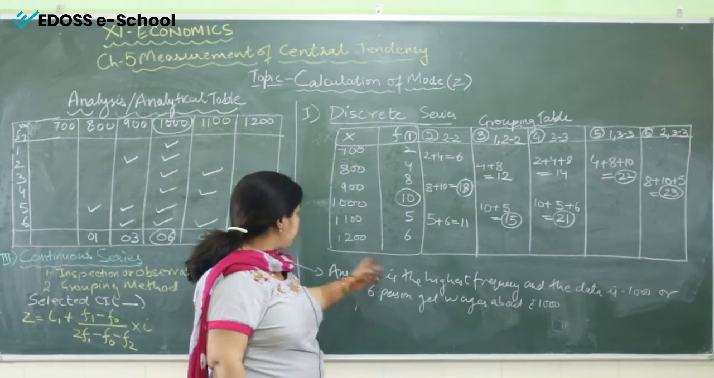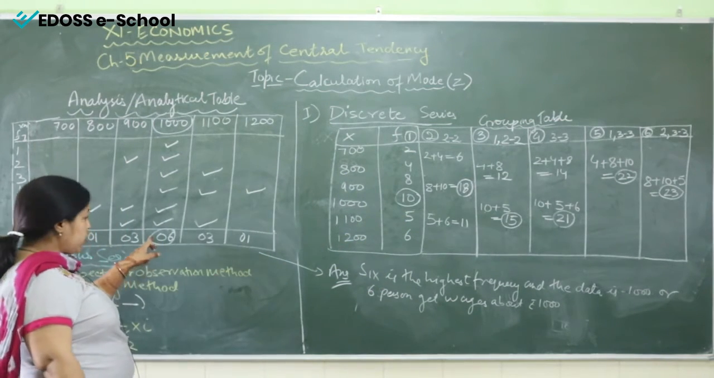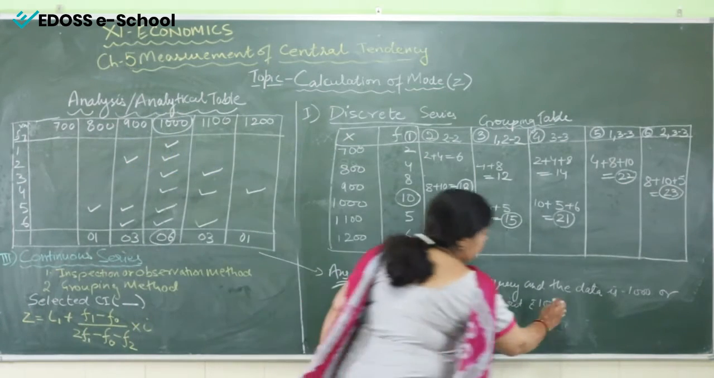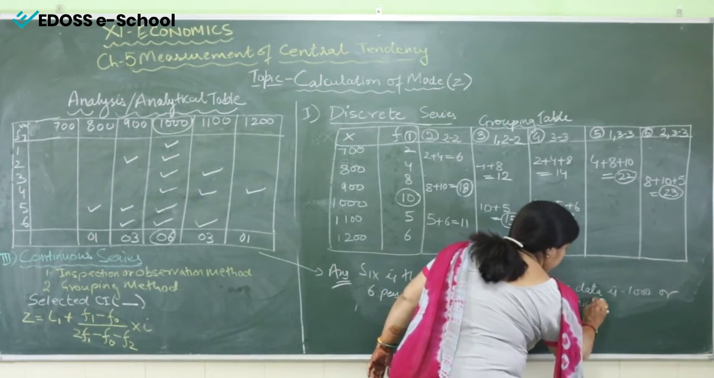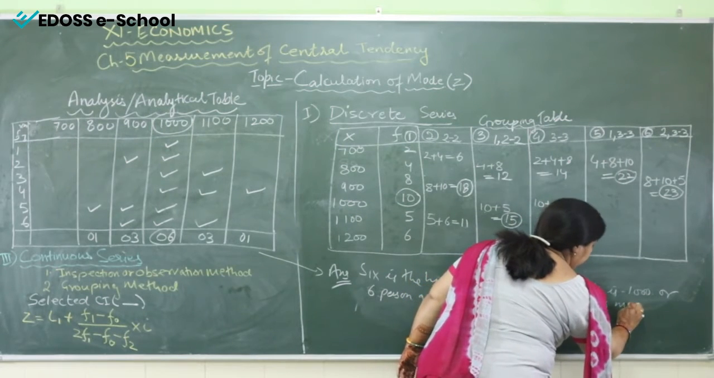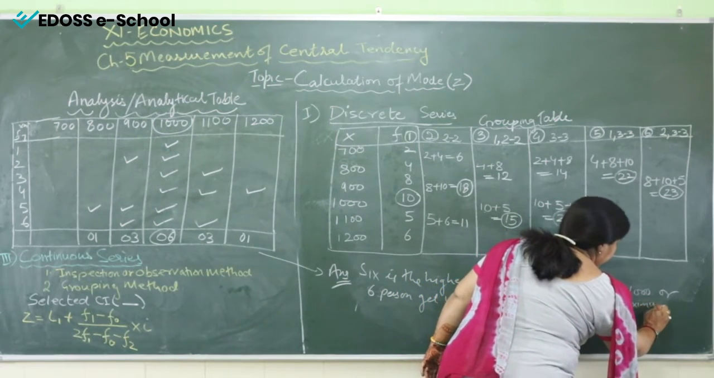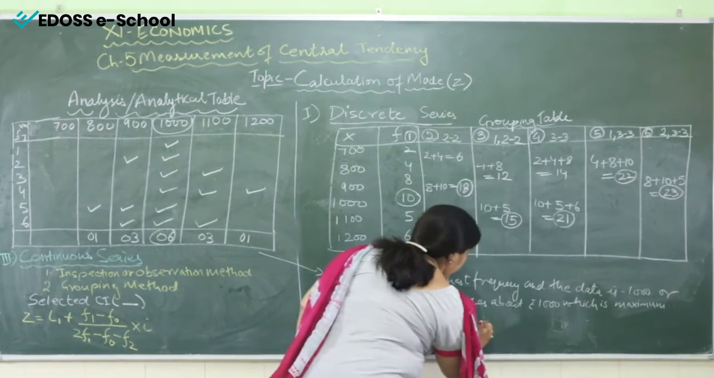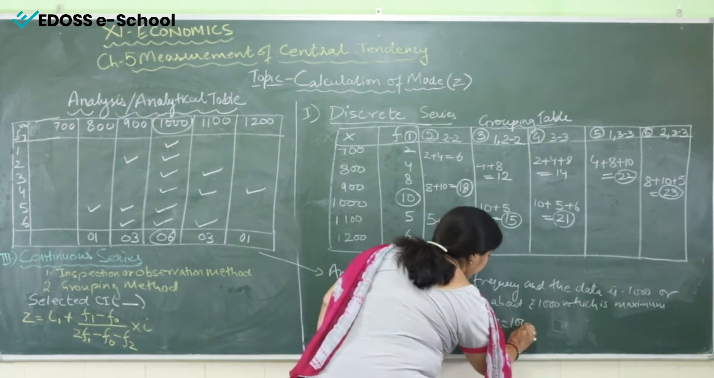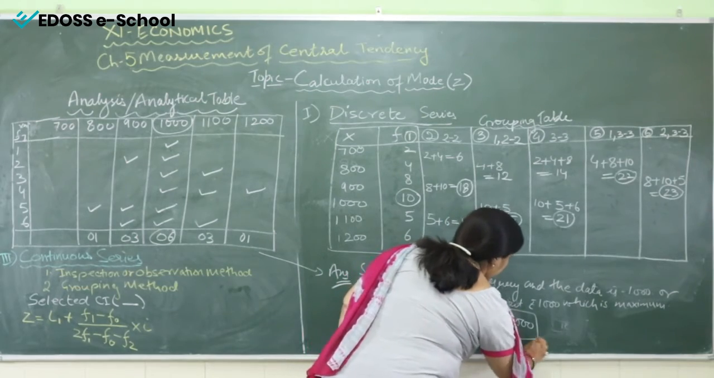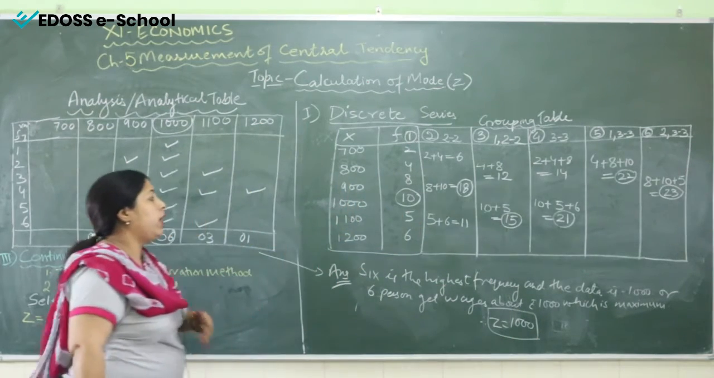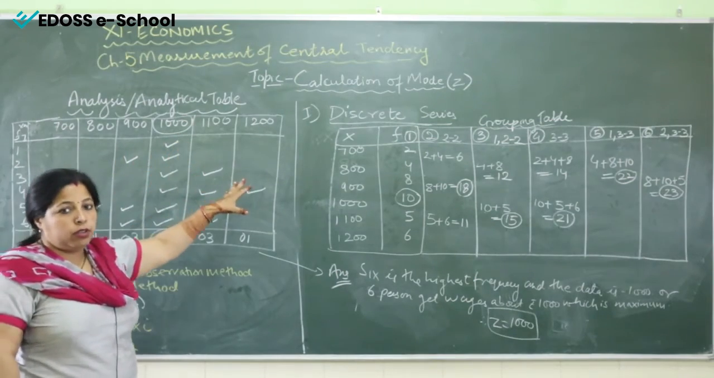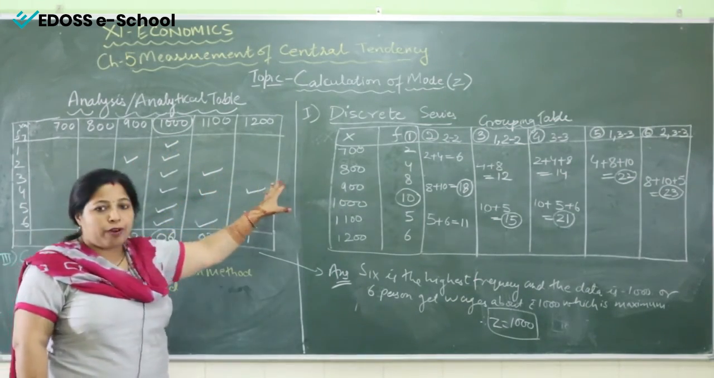So 6 persons, here the frequency is 6. So 6 number of persons are getting wages 1000, which is maximum. मतलब maximum number of people are getting wages 1000. Therefore, mode will be 1000. So this is the method and the way of grouping table, how we calculate mode. Fine. So I hope you have understood.